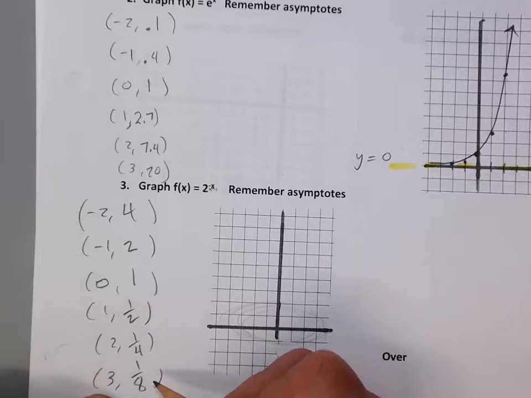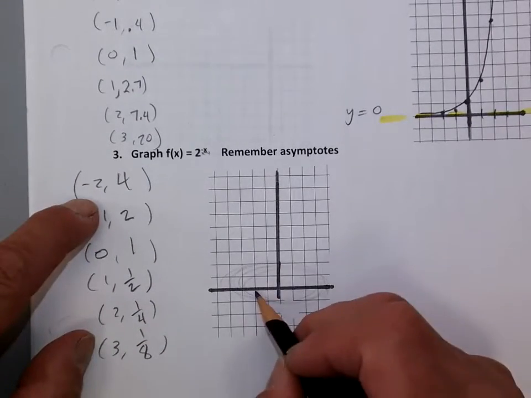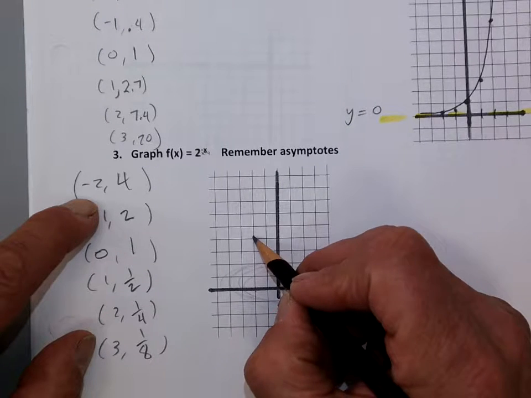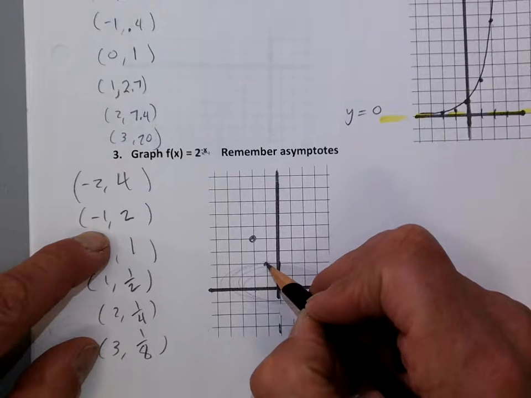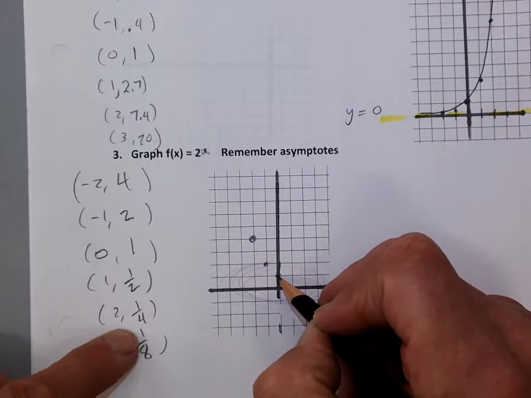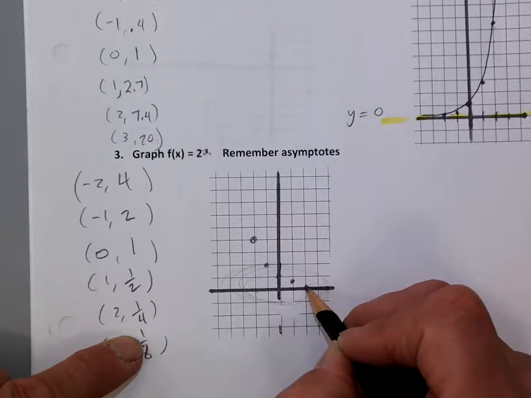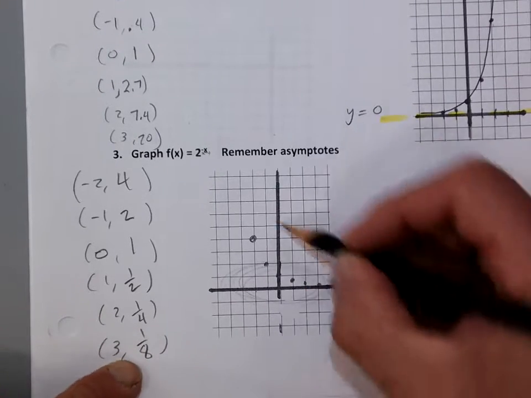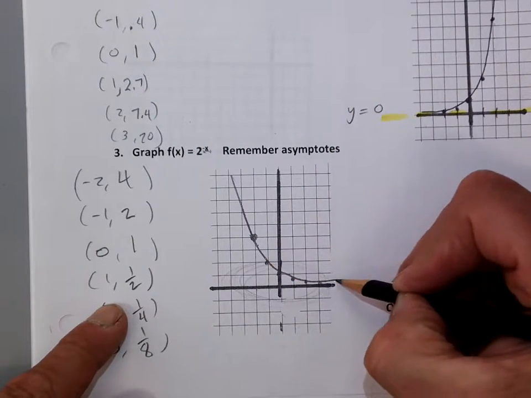So if I graph those, let's see what those look like. At negative 2, I'm at 4. Negative 1, I'm at 2. 0, 1, 2, let's see. 1, 1/2, 1/4, and 1/8, okay? All right, so this one is an exponential, but this one is decay, right? Those are growth. This one's decay.